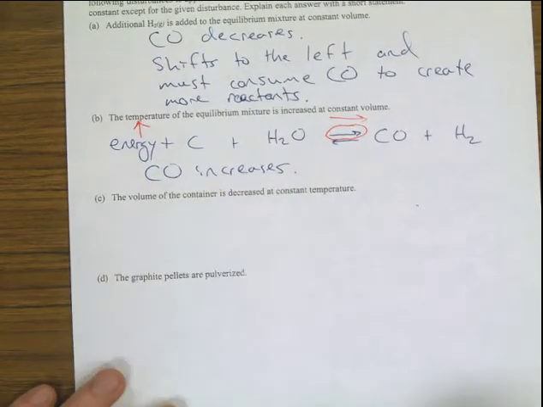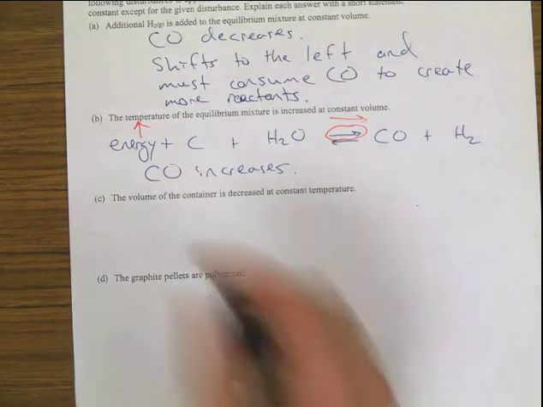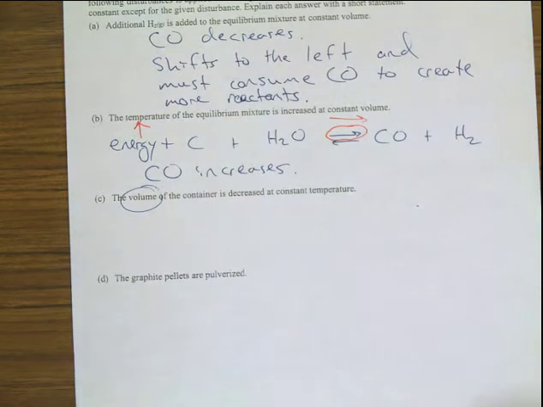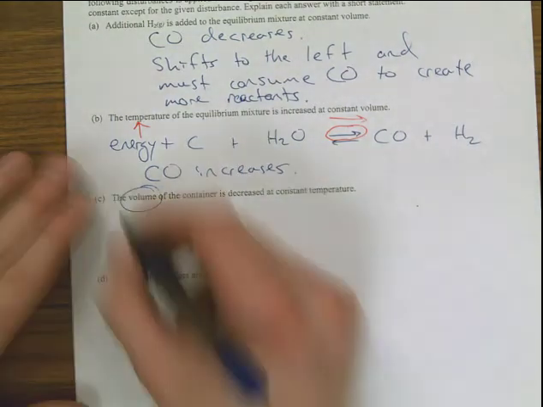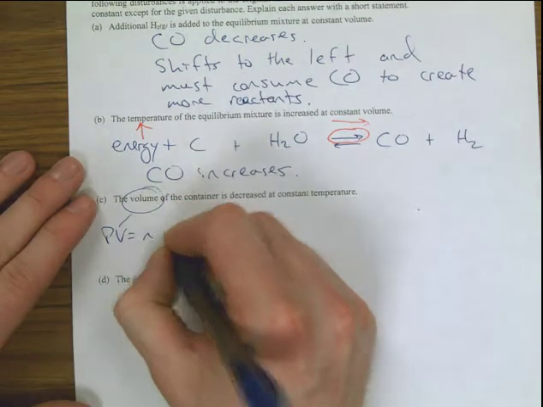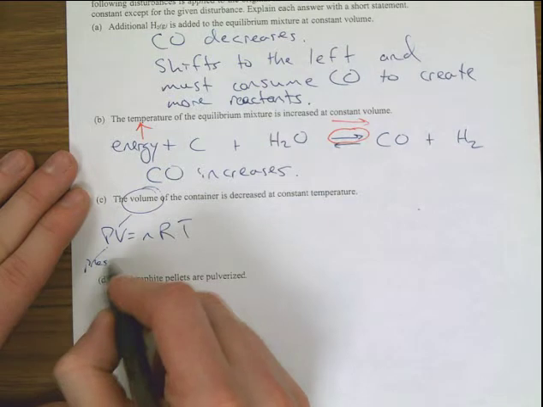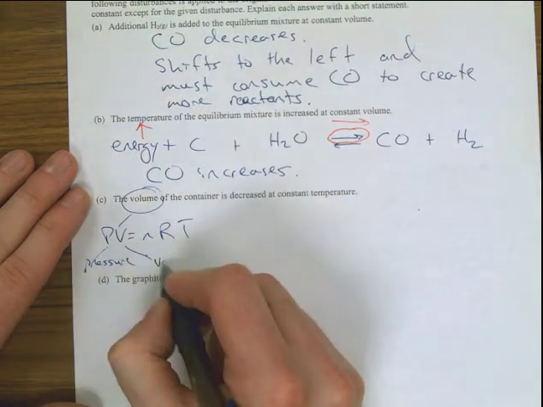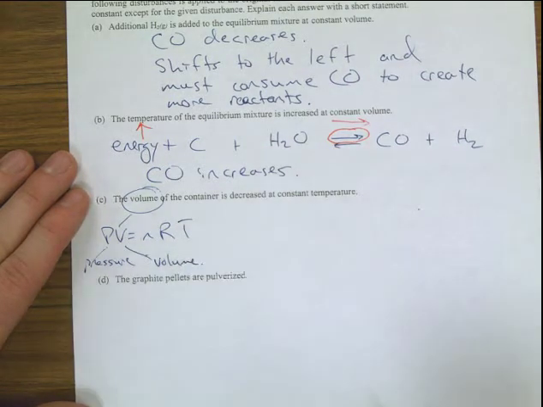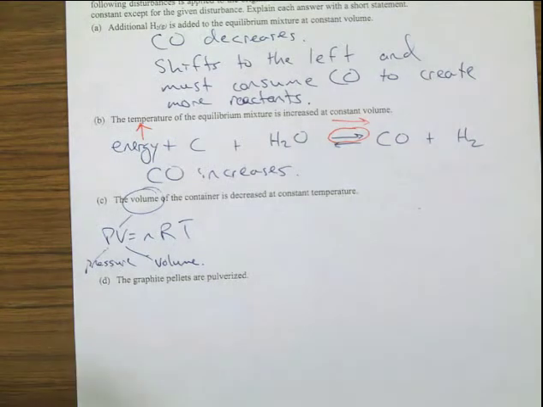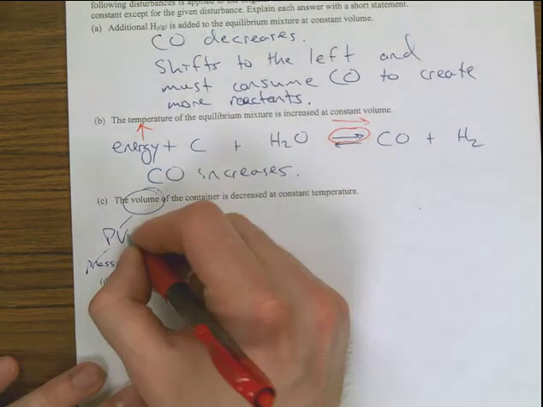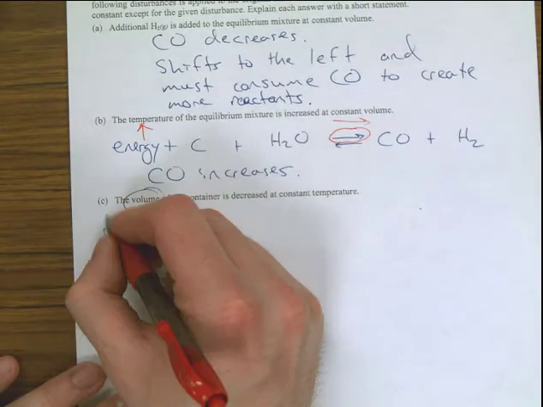C, the volume of the container is decreased. Well, it's important to remember the relationship between volume and pressure, because that's going to help you answer this question, because they may toss out volume as in this problem, or they may toss out pressure. Now, it's important to remember, if you look at PV equals nRT, that these two variables, pressure and volume, are on the same side of this equation. That means that they're inversely related. That means if I'm decreasing my volume, if this is going down, then my pressure is going up.